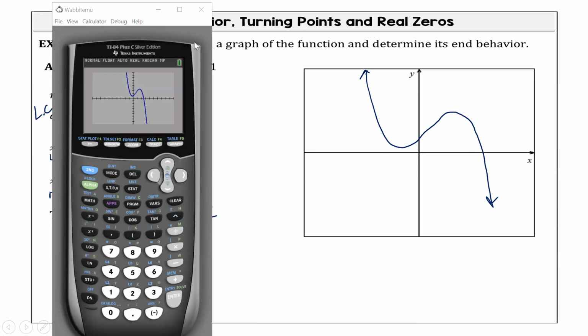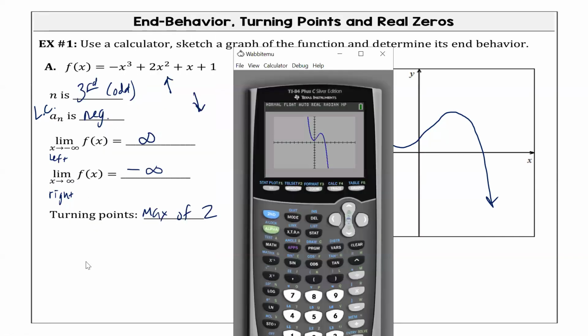All right. Again, did we use a calculator to get any of this information? No, we did not. We did not use the calculator. We just used the calculator to show that we are correct.